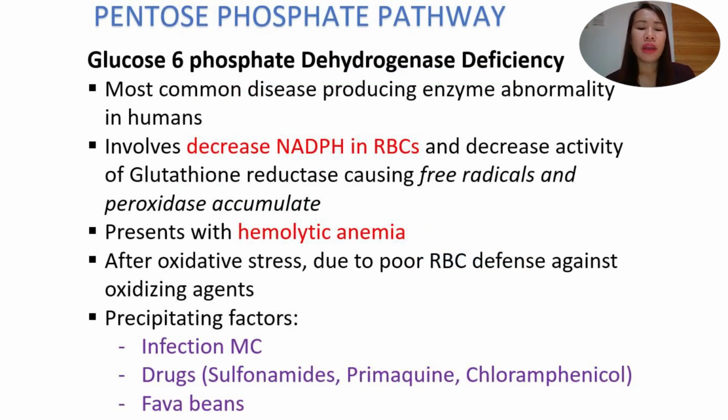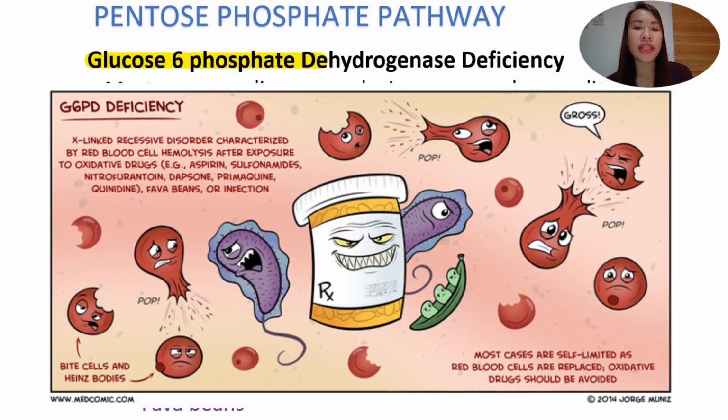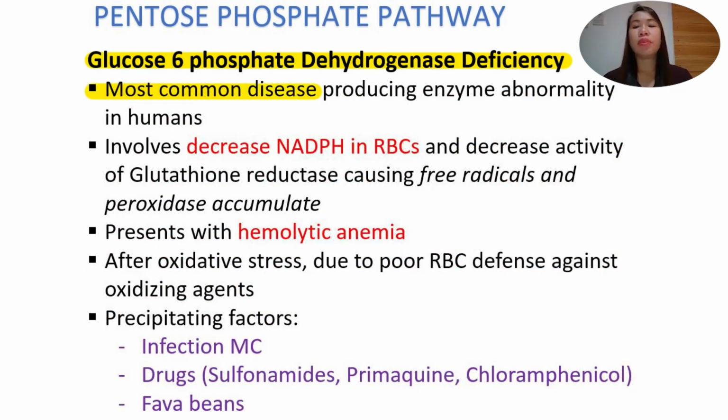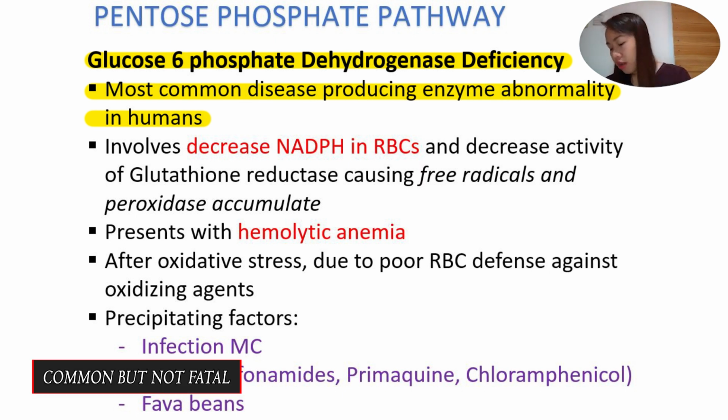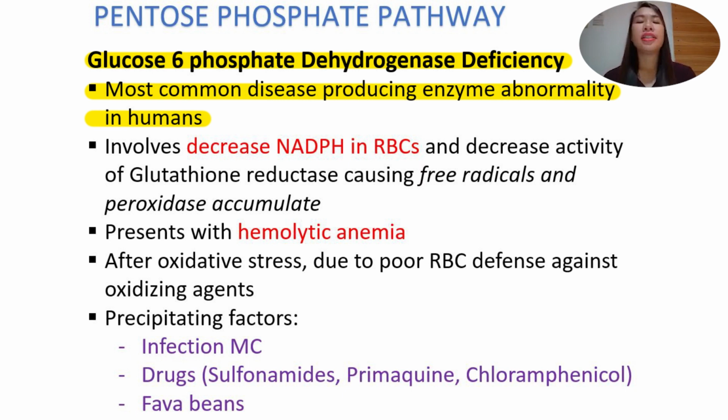Now, if we're going to correlate this in a disease that causes this one class, we have what we call glucose 6-phosphate dehydrogenase deficiency, kaya G6PD deficiency. So the most common disease producing enzyme abnormality in humans is G6PD. In fact, common siya, pero hindi naman siya fatal. We just have to avoid the drugs that can trigger or the instances that can trigger a G6PD deficiency.